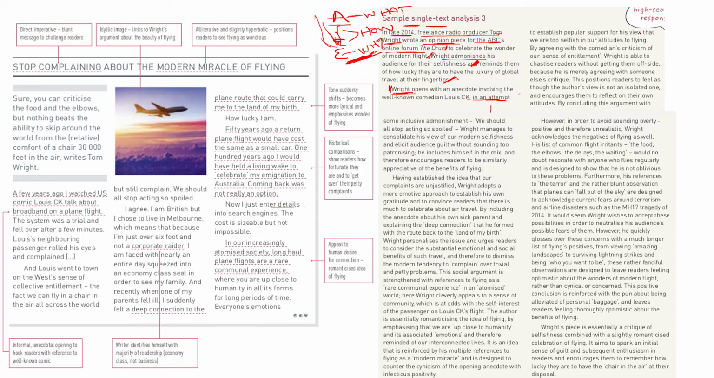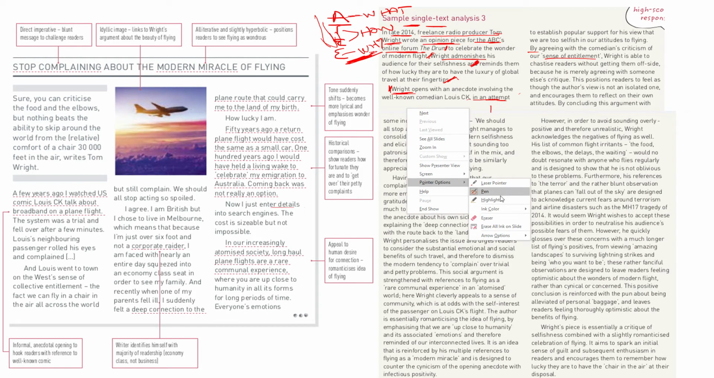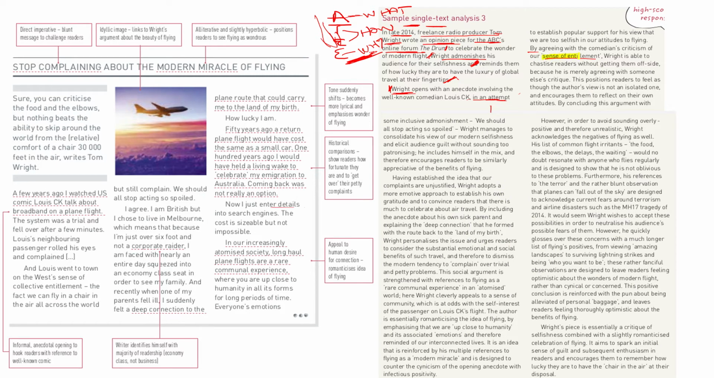In an attempt to establish popular support for his view that we are too selfish in our attitudes to flying. By agreeing with the comedian's criticism of our sense of entitlement, and I'm going to highlight that here because I want to try and highlight as many of these examples as possible, because these are all really good uses of drawing from the text. I've talked about the how being the technique and example. You need to quote as often as you can from the text, from the article itself. And to do that, I don't want you quoting huge chunks, because more often than not, it's only going to be a small section of that chunk which is actually relevant and important. So that's the only bit that I want you drawing out of the text. As you can see here, it's just 3 words in quotation marks. And that's what you should be doing, and littering them throughout your analysis.